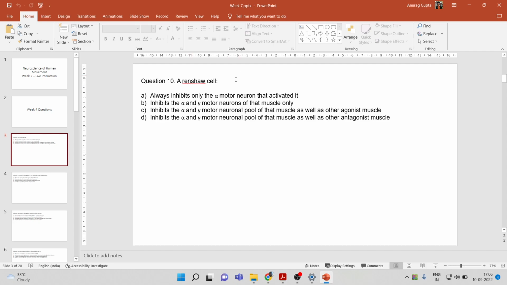A Renshaw cell always A, inhibits only the alpha motor neuron that activated it; B, inhibits the alpha and gamma motor neurons of that muscle only; C, inhibits the alpha and gamma motor neuronal pool of that muscle as well as the agonist muscle; or D, inhibits the alpha and gamma motor neuronal pool of that muscle as well as other antagonist muscle. You can take around 30 seconds to answer this. You can type your option in the chat box and then we'll discuss this in detail. I'm just setting a timer for 30 seconds.